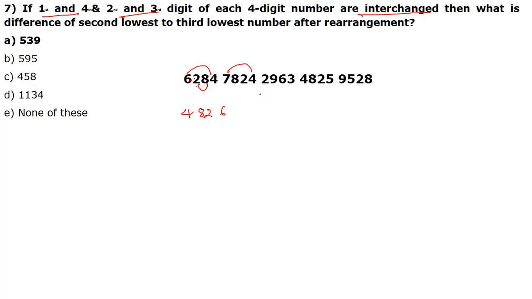Again, 7 and 4 has to be interchanged. That becomes 4 and 7 at last. And 8 and 2 has to be interchanged. That is 2 and 8. Okay, this is done. Next one is, so we have to arrange in the same manner.